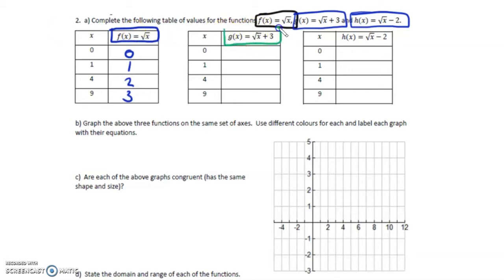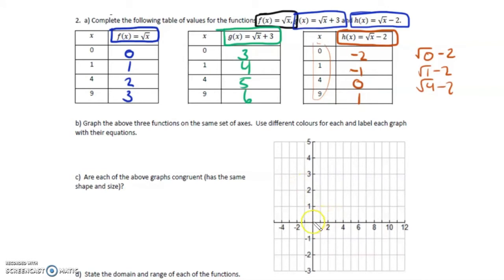Okay, when we root x and then add 3, g at x equals root x plus 3, we're going to get 3, 4, 5, 6. And for h at x, we're going to do root x minus 2. If you guys need to sub these x's in, you can go ahead and sub in root 0 minus 2, root 1 minus 2, root 4 minus 2, and so on. Okay, so we're going to get negative 2, negative 1, 0, 1.